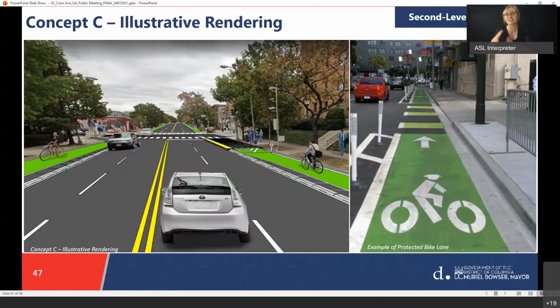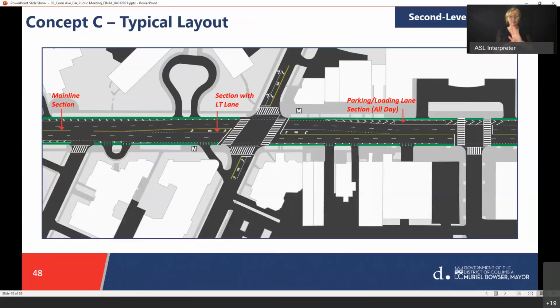This is just showing a cross layout of different cross-sections for Concept C. On the main line section, 2 lanes in each direction with a protected bike lane. In the middle is where we're accommodating a left turn pocket. And then on the right is where parking would be provided on one side of the street for commercial businesses. And this parking would be 24 hours a day, 7 days a week. Next slide.